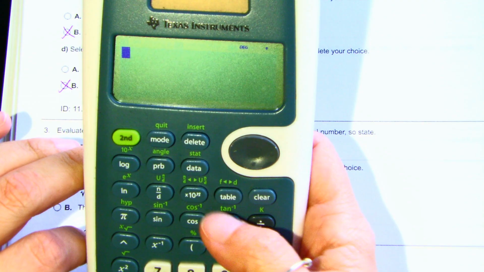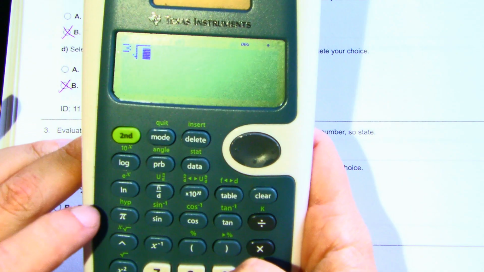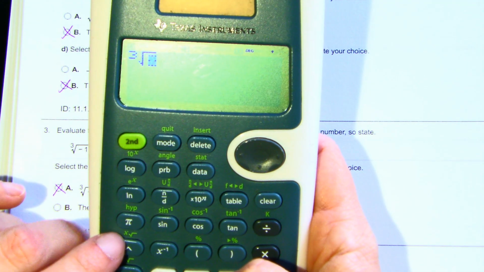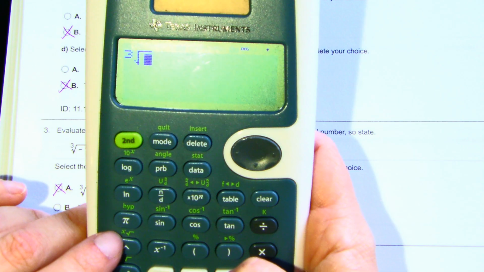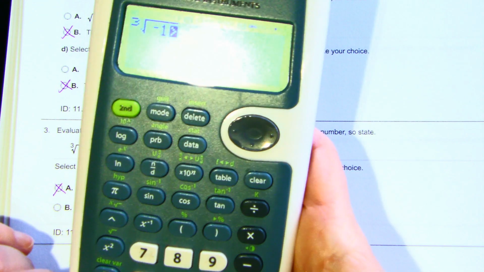Let me do 3, and then let me see what it does. Yep. So you have to hit the number first. You have to hit the index first, then second, and that x radical. And that tells it that you want it to have an index of 3 on the outside. Then you can type in negative 1 underneath, and you will see that it calculates it for you.